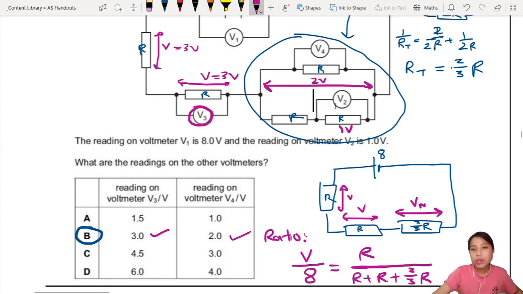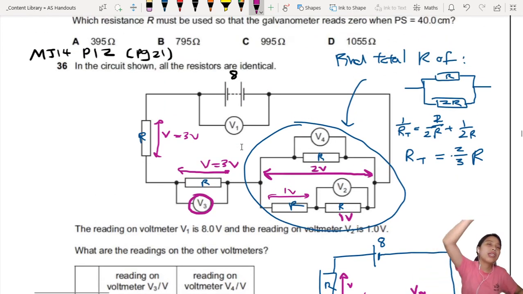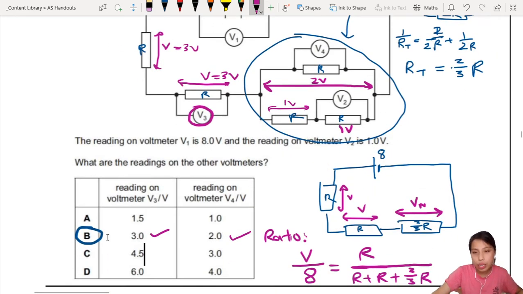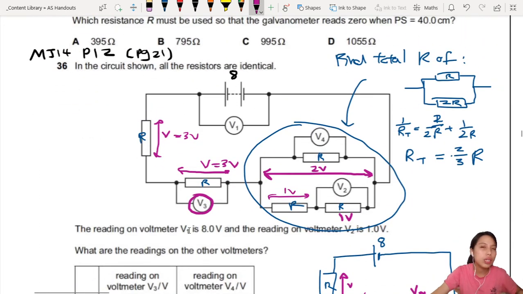V2, if you want to find, is 2 minus 1. Because if here is 2, here is already given 1, so this one must be 1 volt drop. It's all about climbing up mountains and going down valleys, guys. Okay, so B is the correct answer for this one. You can guesstimate your way through, but this is one of the ways you can for sure, for real, calculate the actual value.